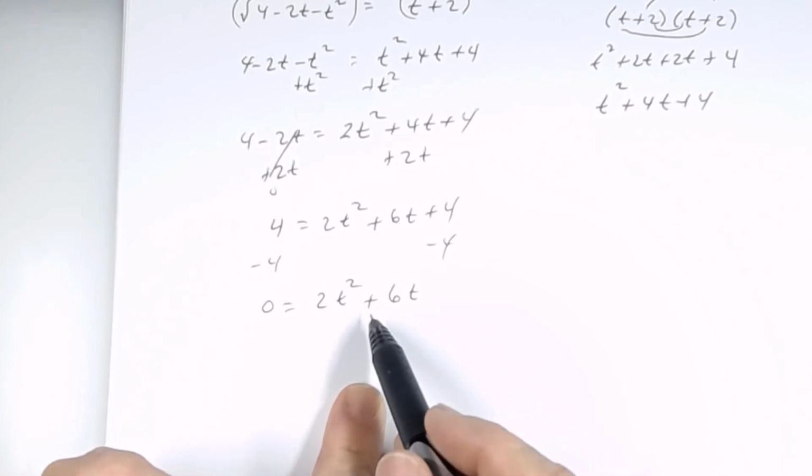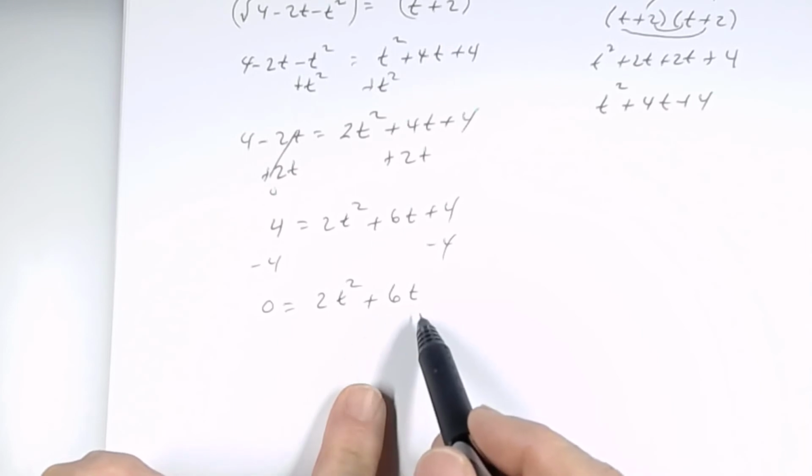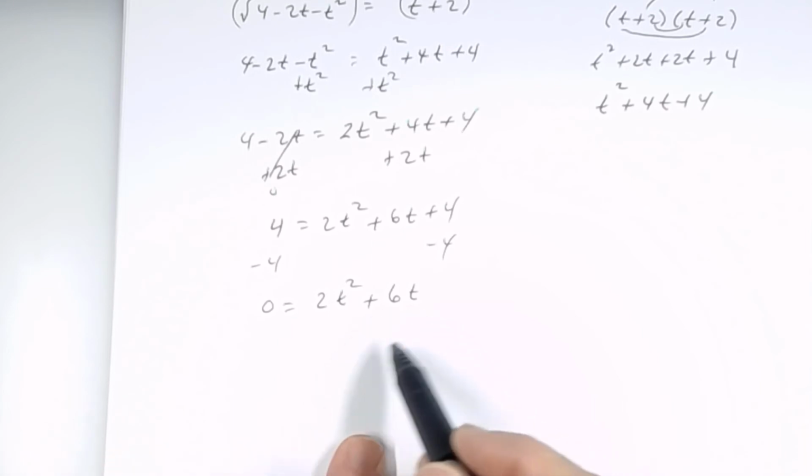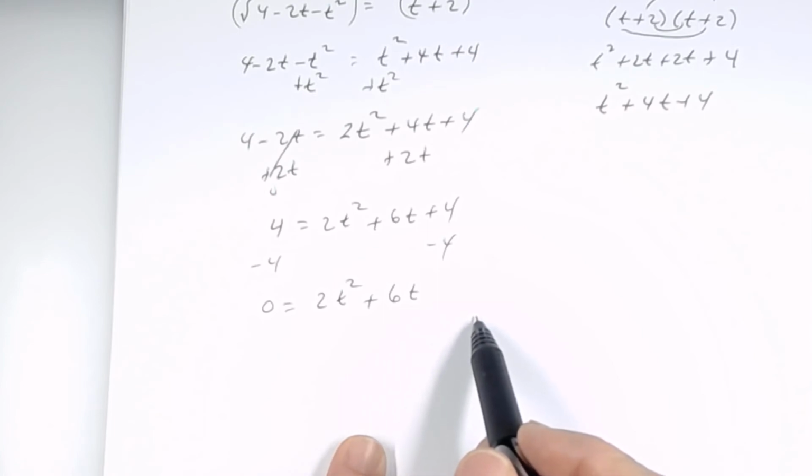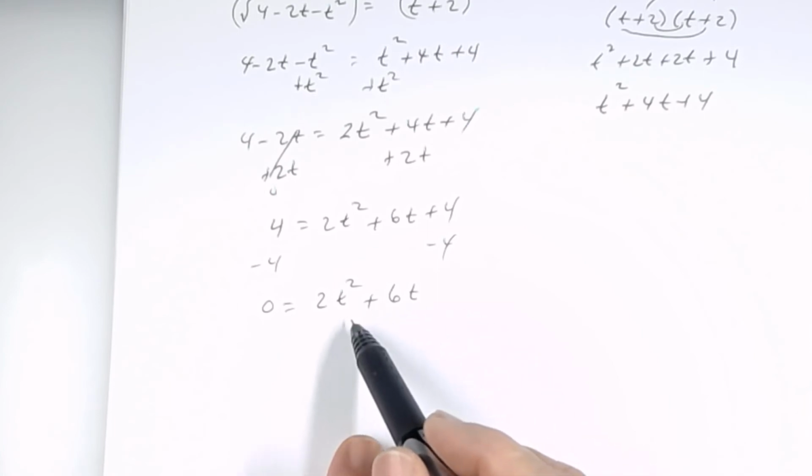That's not a trinomial. That's a binomial. So the only time you're going to do the two binomials is if you have a trinomial. Okay? All right, so that's a binomial.